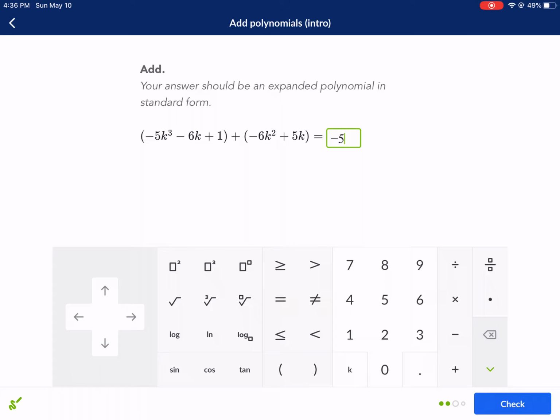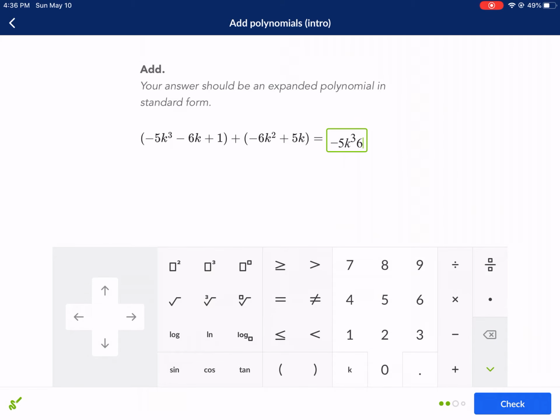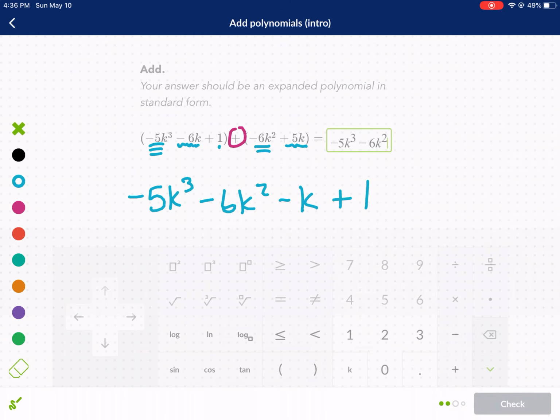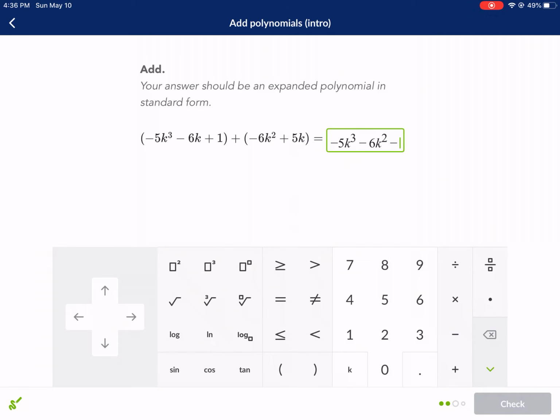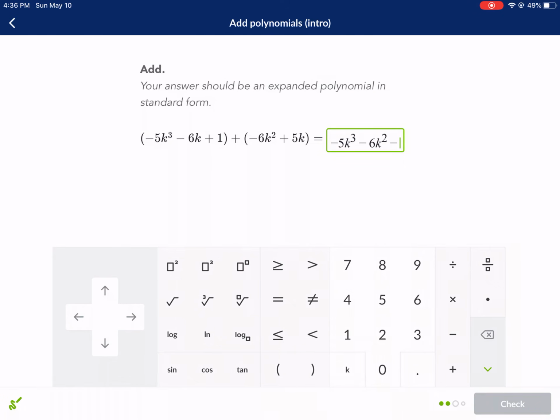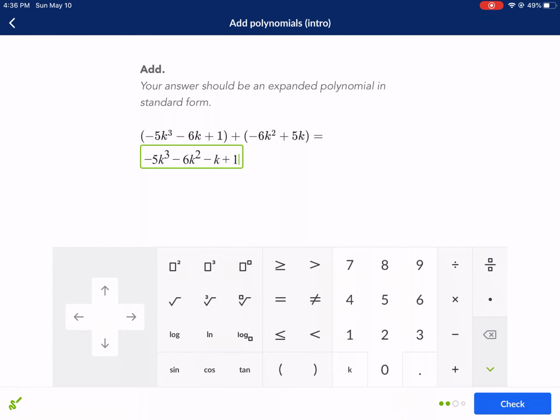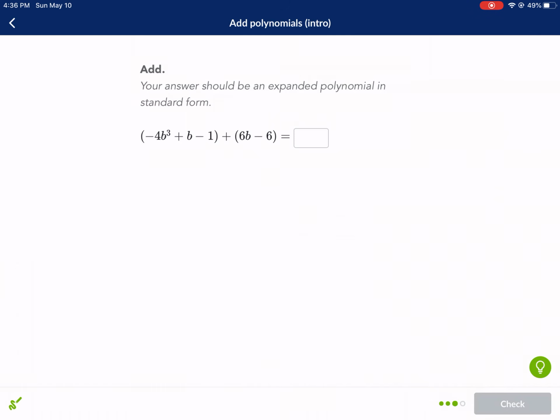Negative 5k cubed. Minus 6k squared. Oops, forgot the minus. Minus 6k squared. This is like one of those fast forward opportunities on YouTube, by the way. Minus k, and then the plus 1. Minus k plus 1. Let's check that answer. All right, good to go. Let's do one more. That's all we have left anyway.